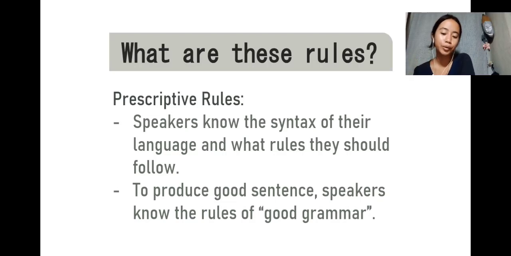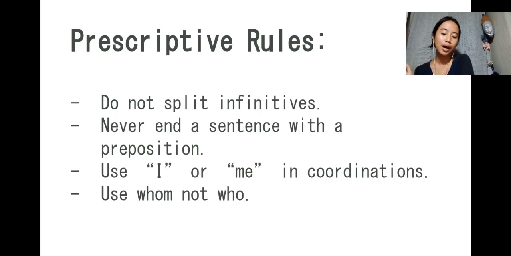First, we have prescriptive rules. Speakers know the syntax of their language and what rules they should follow. To produce a good sentence, speakers know the rules of good grammar. Now, here are some prescriptive rules. First, do not split infinitives. Second, never end a sentence with a preposition. Third, use I or me in coordinations. Fourth, use whom, not who.